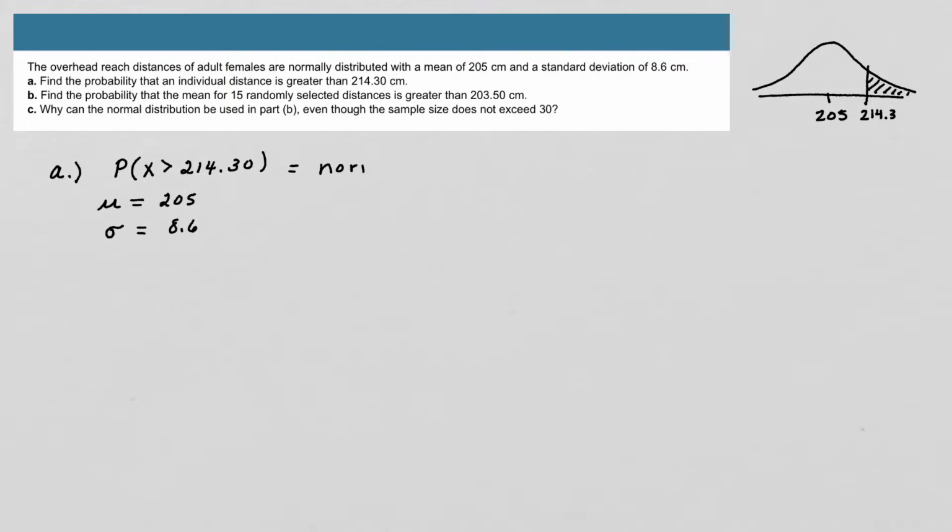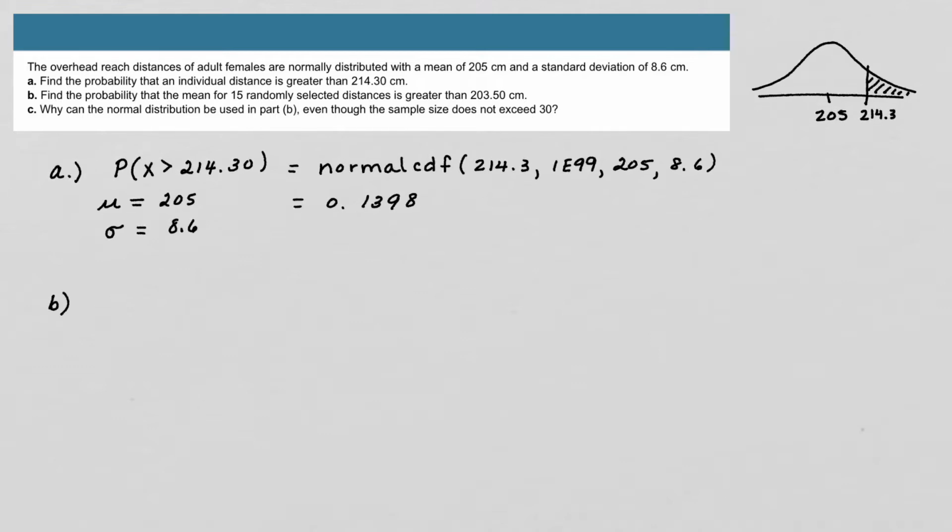I'm going to use the normal CDF function because I'm trying to find a probability. And I start at 214.3. And my upper limit, there is no upper limit, so that's 1E99. And my mean is 205. And my standard deviation is 8.6. So when I put this in the calculator, I get 0.1398. And that's rounded to 4 decimal places.